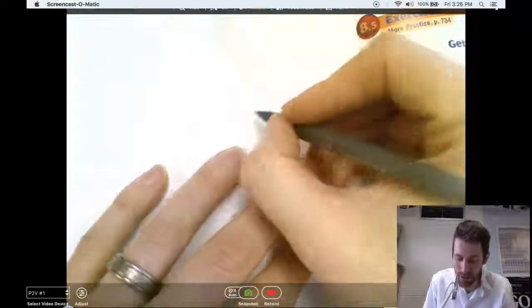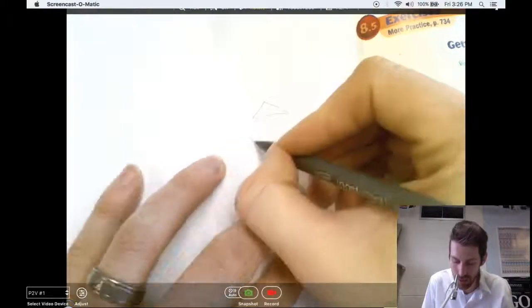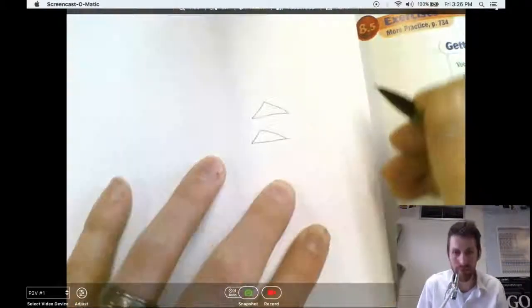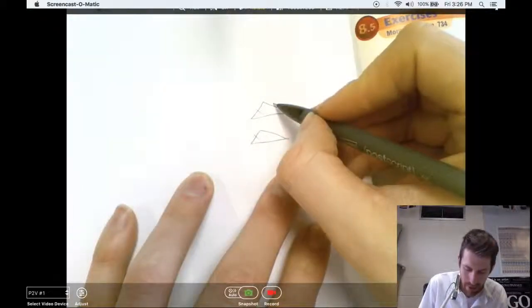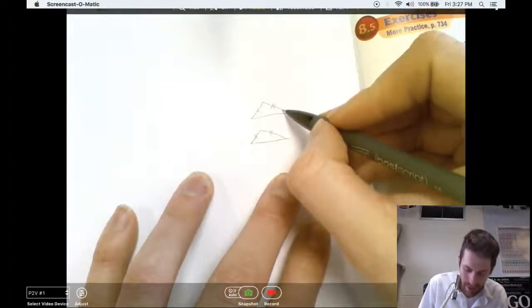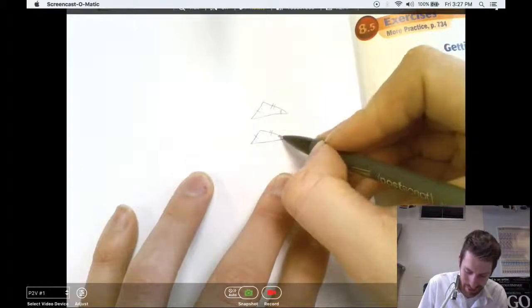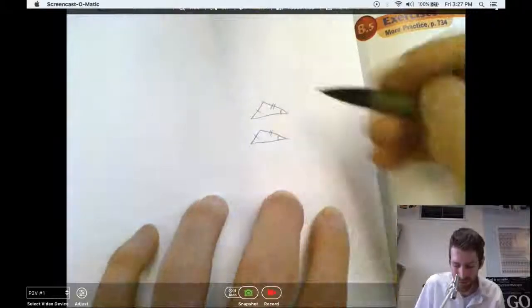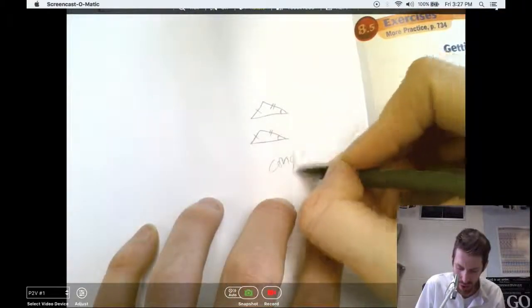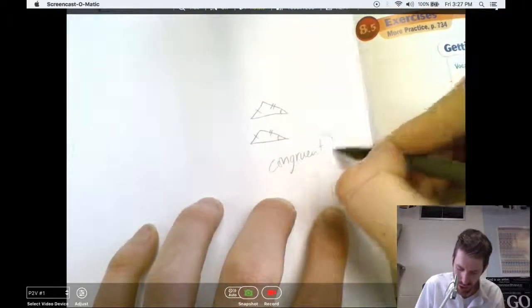Now check this out. If I do triangle, triangle, and let's say I know that side and that side's the same, and this side and this side's the same, and then this angle and this angle are the same. Are those congruent? Congruent?